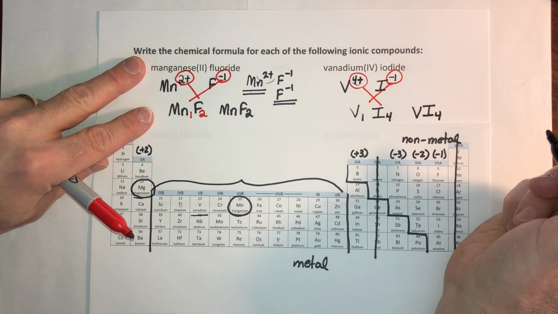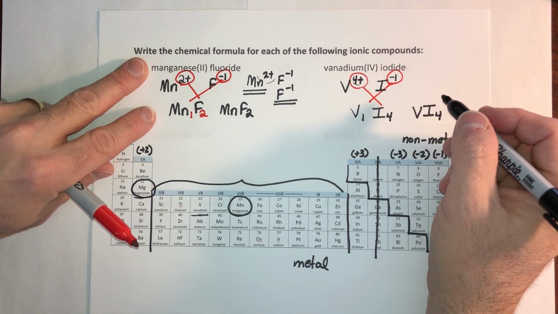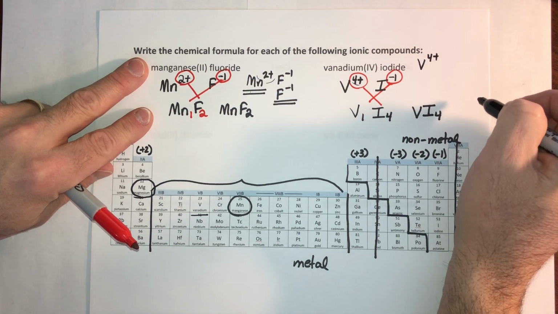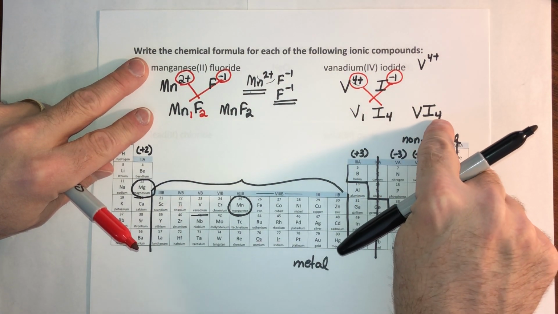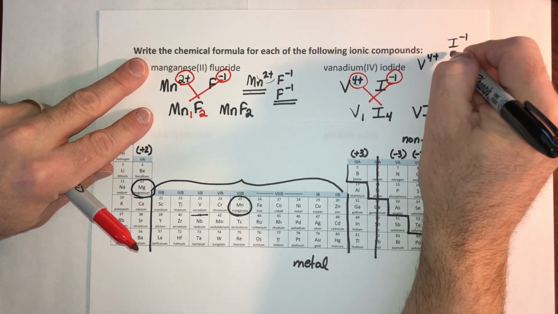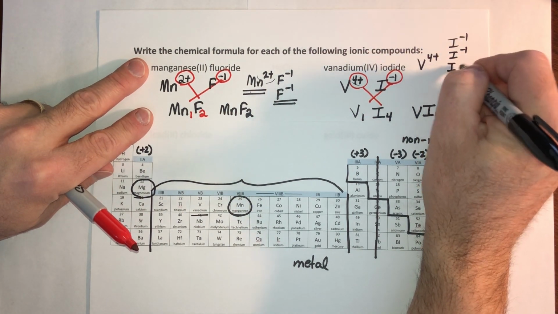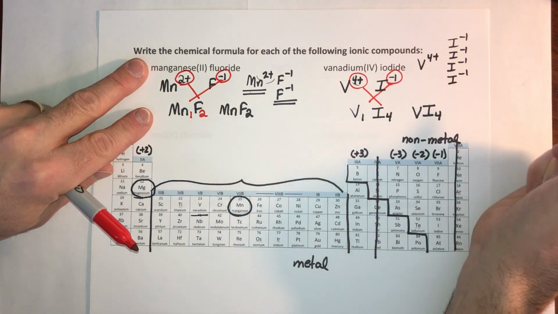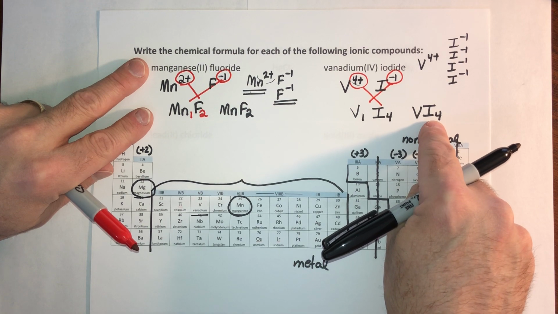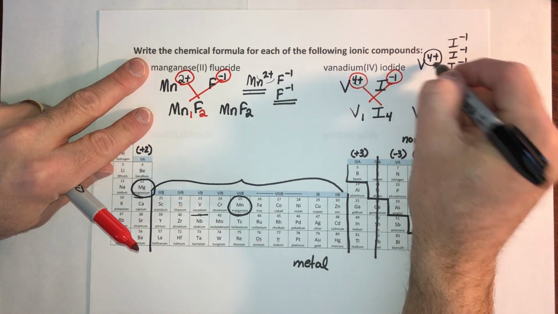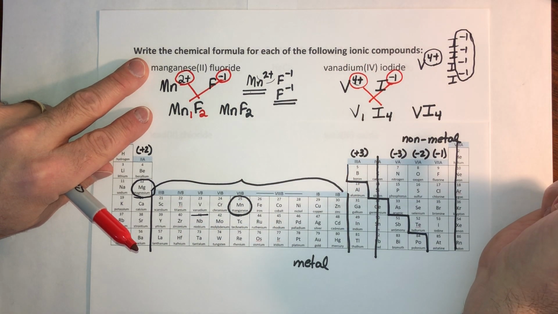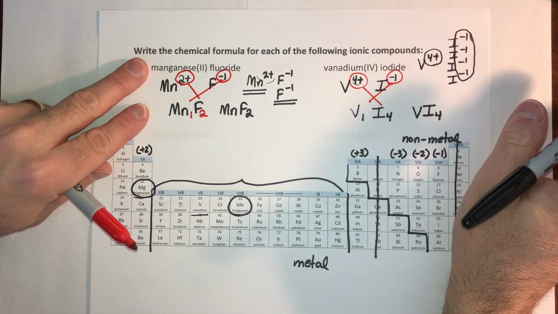Vanadium 4 iodide. And once again, if you want to make sure that the charges match, vanadium's a 4+. I'm now telling you that you need 4 iodides. So let's draw iodide 4 times. Iodide, iodide, iodide, iodide. Right? That's what VI4 means. 1 vanadium, 4 iodides. Total amount of positive charge is 4+. Total amount of negative charge is 4-. Amount of positive and negative balance.